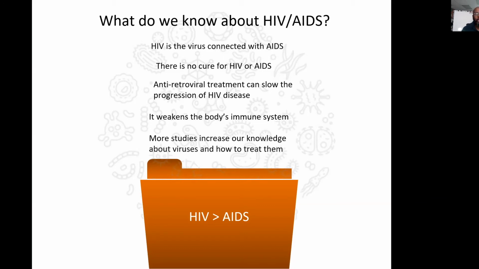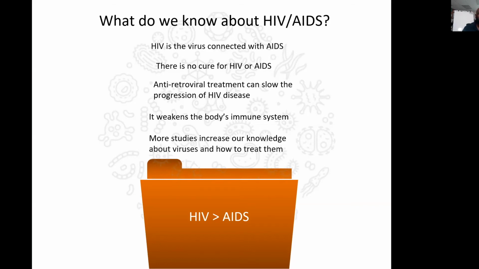So again, it weakens the body's immune system, and more studies are increasing our knowledge about viruses and how to treat them. So being aware that there's more and more information coming out about HIV, more information coming out about AIDS. And as we know with the science and things that are discovered, information may change over time. But right now, this is the knowledge that we have to work with. So this is how we protect ourselves, by getting the knowledge and using the knowledge to the best of our ability.